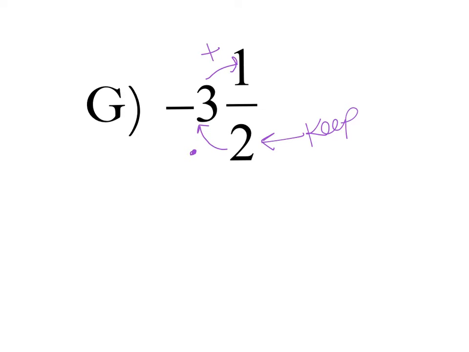So 2 times 3 is 6. 6 plus 1 is 7. So I have 7/2, and then that negative sign just stays with it. Now when I do the opposite, it's going to be positive, and my reciprocal is 2/7.